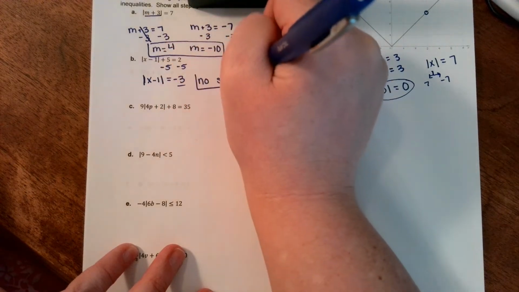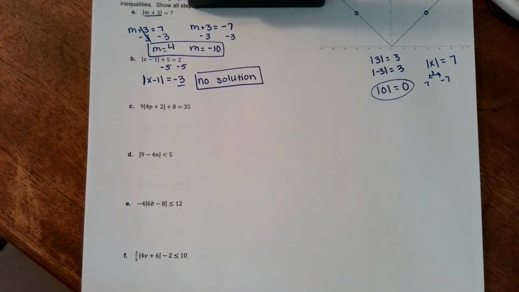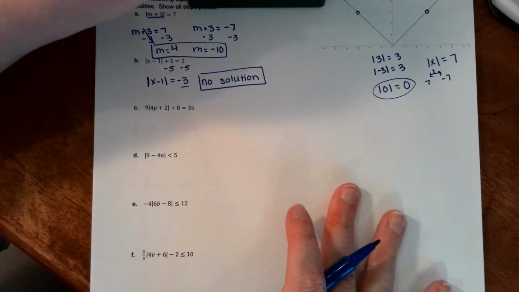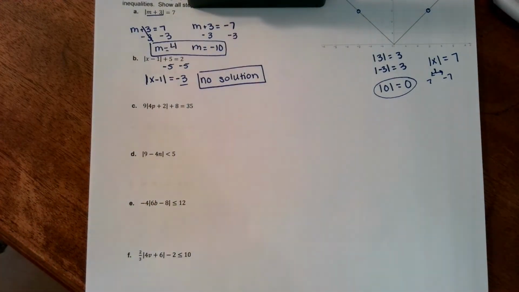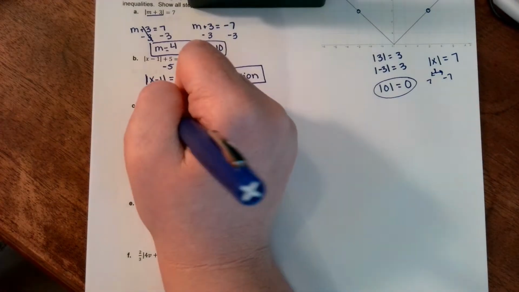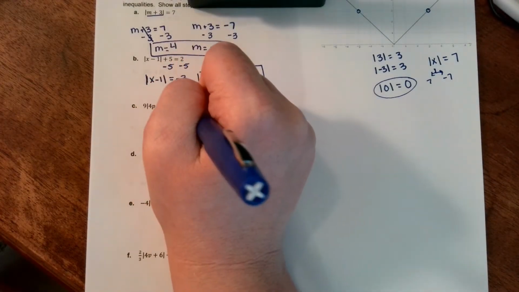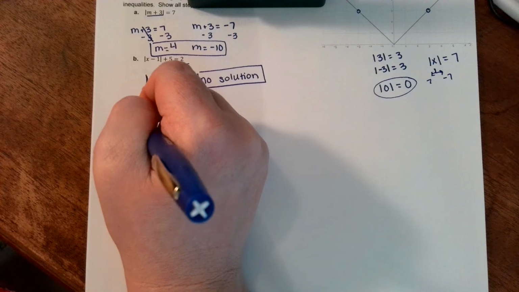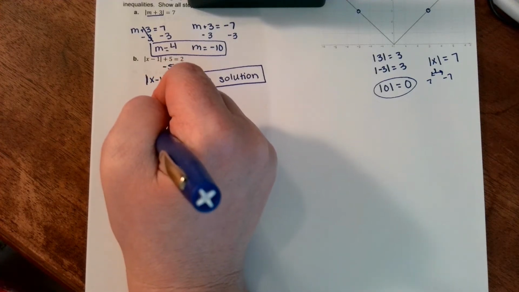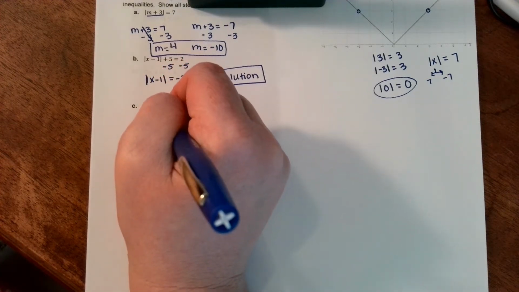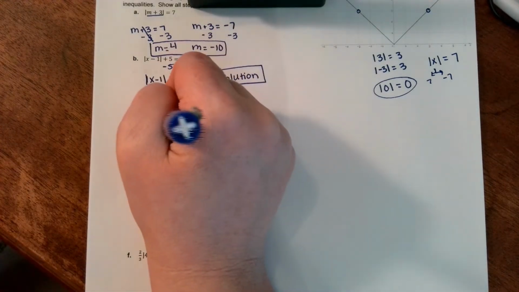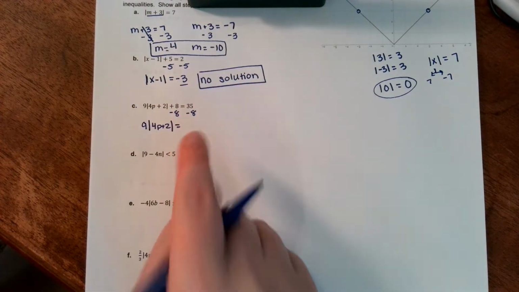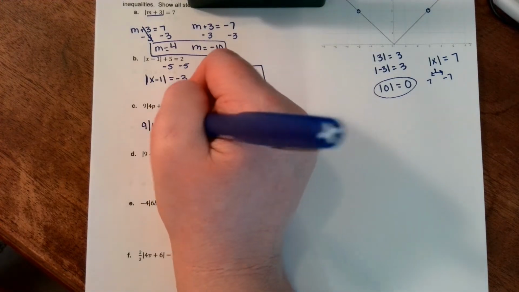So here there's no solution. All right, C. Again, we're going to get the absolute value bars by themselves. So let's subtract 8 from each side. We have 9 times the absolute value of 4p plus 2 equals 35 minus 8, which is 27.